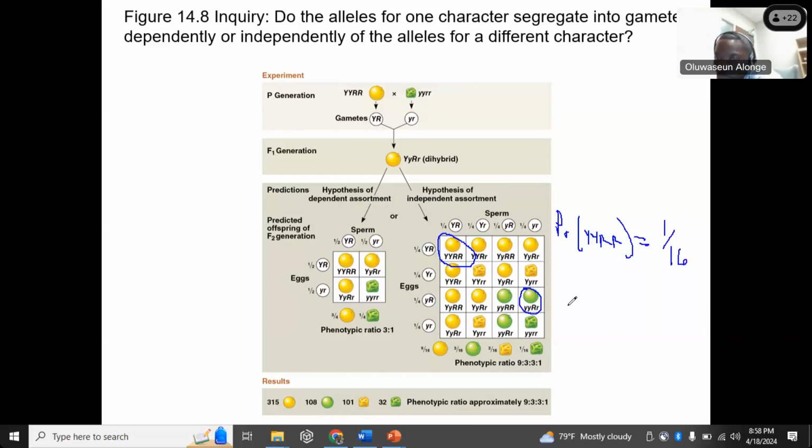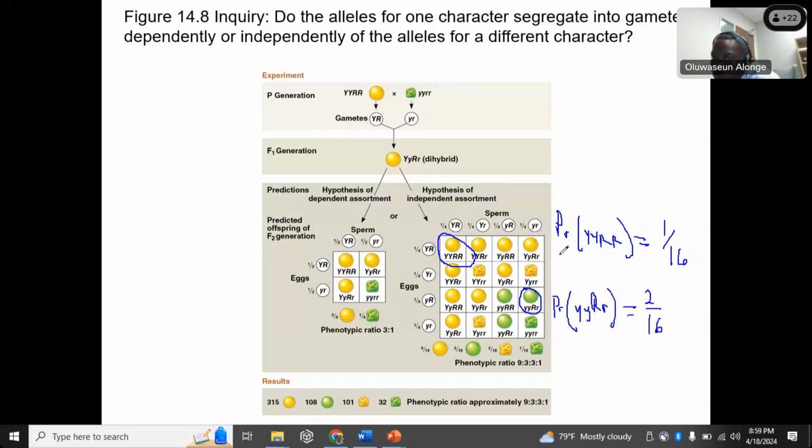Now, the probability that it is going to be lowercase y, uppercase R, and lowercase r: how many of these do we have? We have one of these here, we have one of these here, that's 2. So that is equal to 2 over 16.